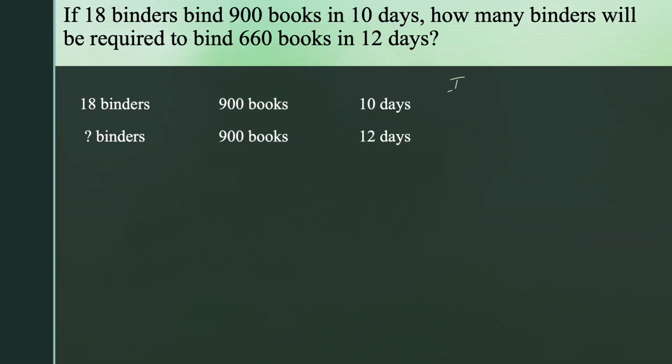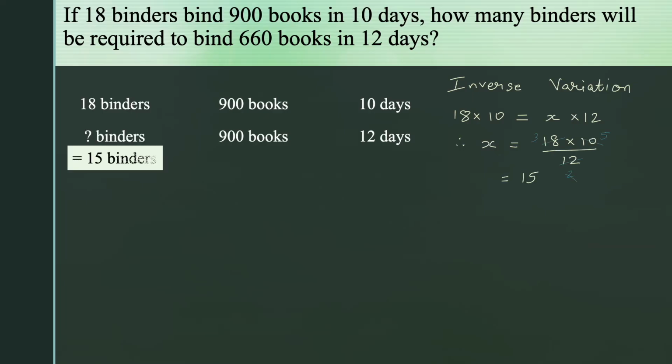Obviously, if more time is taken, it means a lesser number of binders are needed. This is an example of inverse variation. So the product of 18 and 10 will be equal to the product of 12 and the number of binders, x. Therefore, x equals 18 into 10 divided by 12, which is equal to 15.